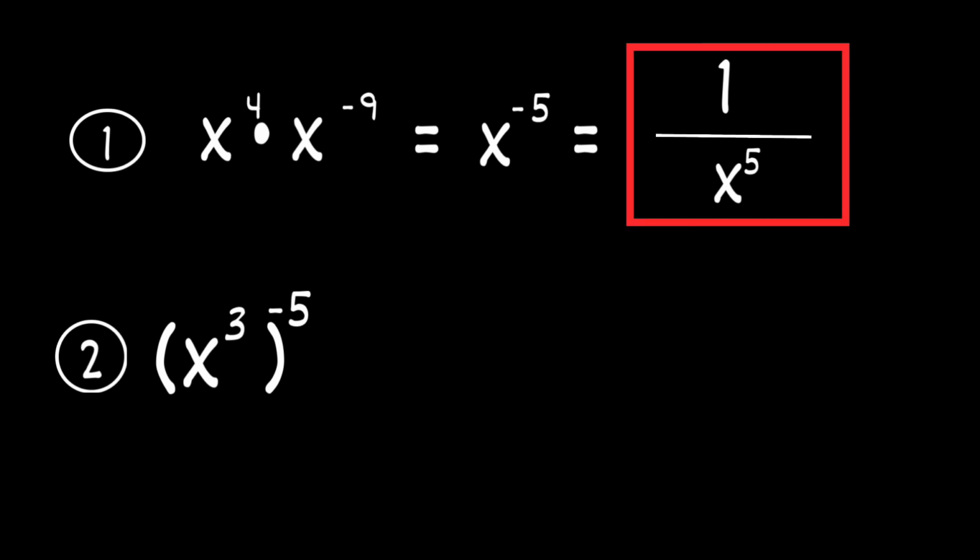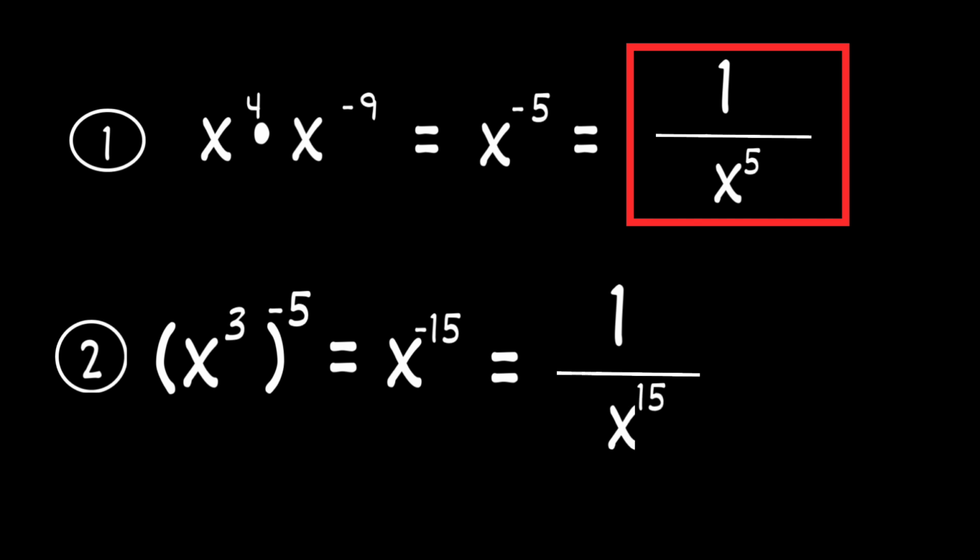Now, here we have one exponent raised to another. So, we need to multiply. 3 times negative 5 is negative 15. X to the negative 15 is 1 over x to the positive 15th. So this is the final answer for that problem.